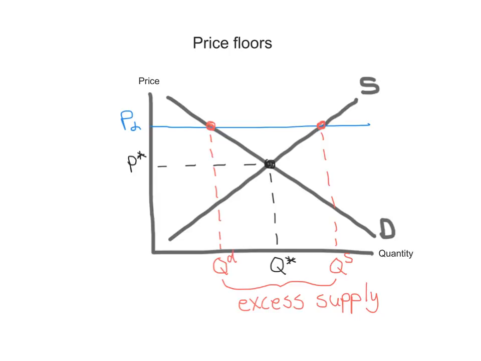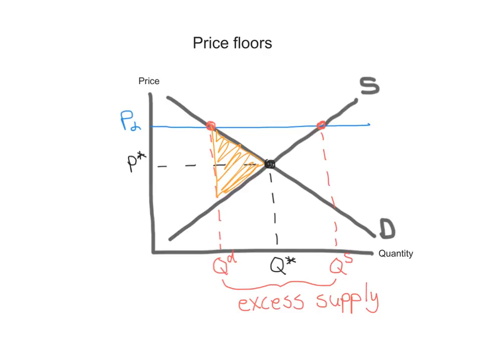Whereas in a free market, there would be this entire triangle of total surplus generated by all Q star transactions. Now we're going to lose a big chunk of that triangle. We're going to lose this whole area, what we call the deadweight loss.